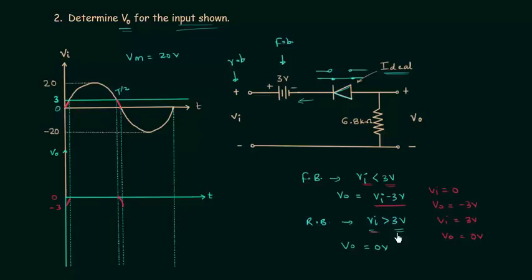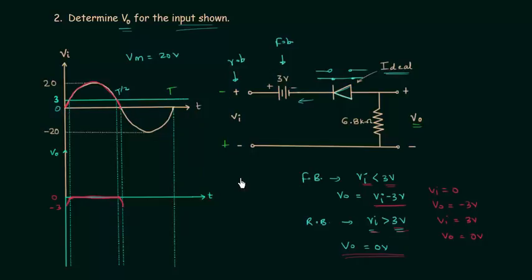After this, when Vi is greater than 3 volts, this means for this section of the input waveform, the output voltage is equal to 0 volts. So the output voltage will remain 0 during this time interval. Now I will plot the output waveform for the next half cycle from T by 2 to T.